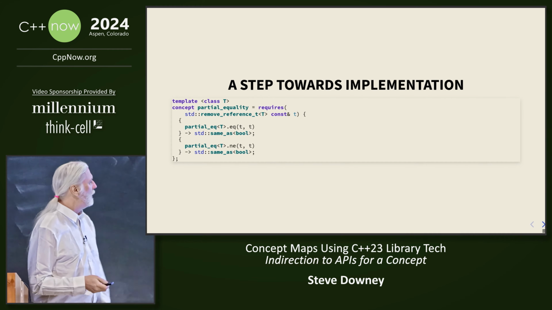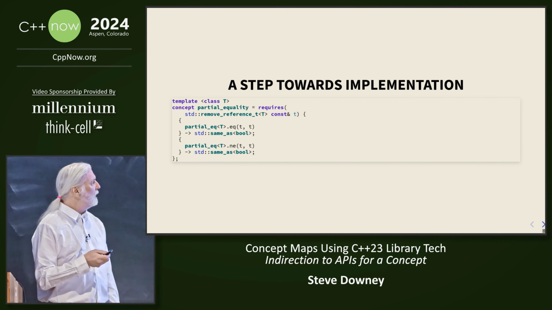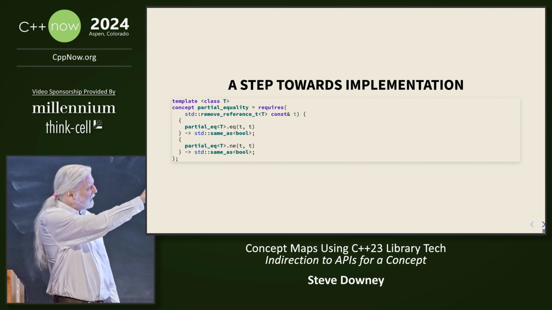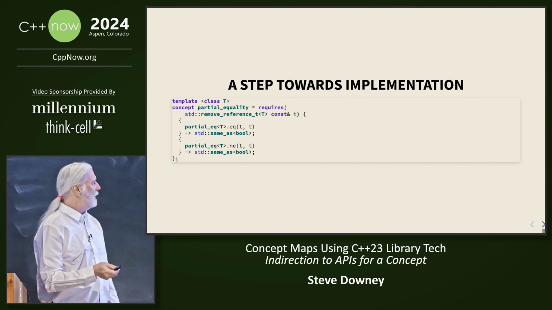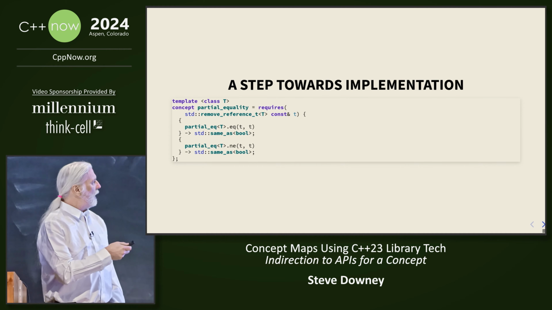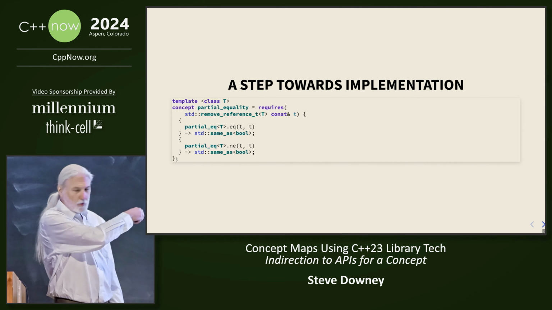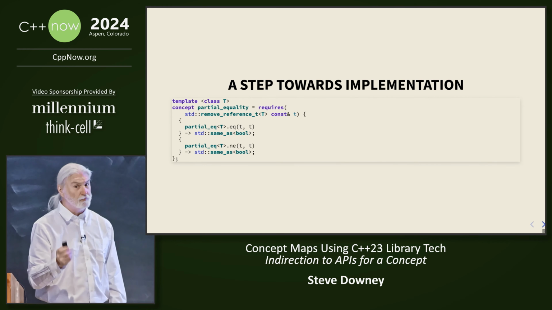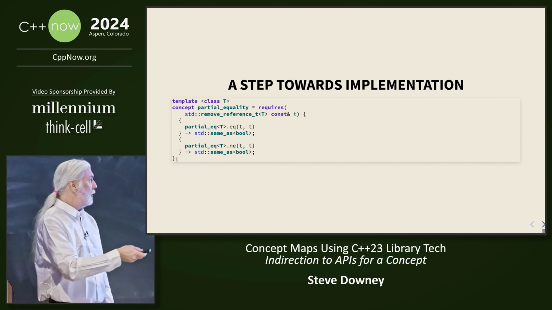A step towards an implementation. Looking at partial equality, it requires that remove reference T. This is getting us a T to examine in our requires clause. The variable template that I'm going to be defining in a bit, we can call EQ on it with our type, and it returns a bool or something that's very Boolean-ish, and that I can call any on it.